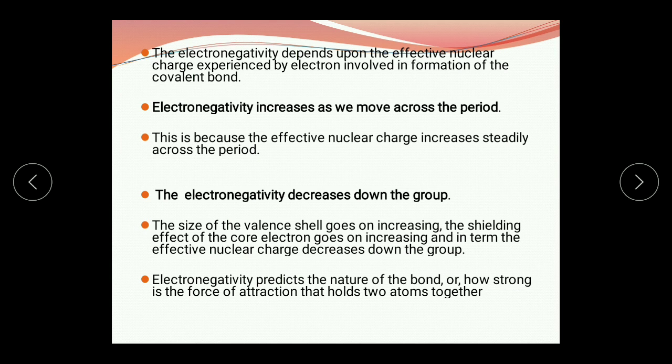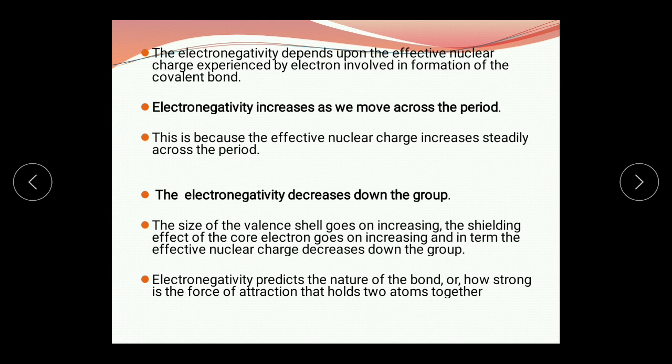Electronegativity predicts the nature of the bond, or how strong is the force of attraction that holds two atoms together. As I told you, because of electronegativity, the two atoms are bonded by a covalent bond, but a partial charge or partial ionic character is also developed because of the electronegativity difference between the covalently bonded atoms if they are different from each other, and because of that the bond becomes stronger.